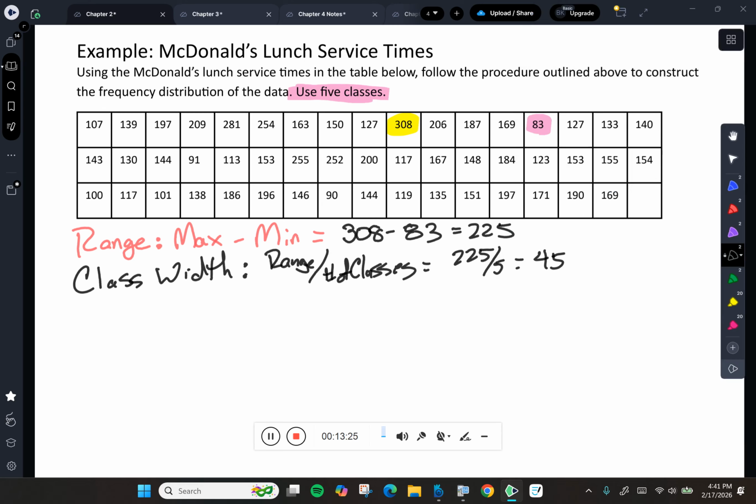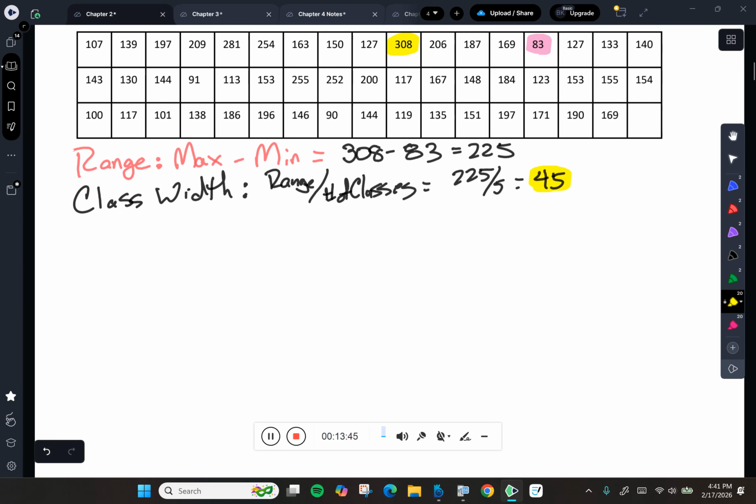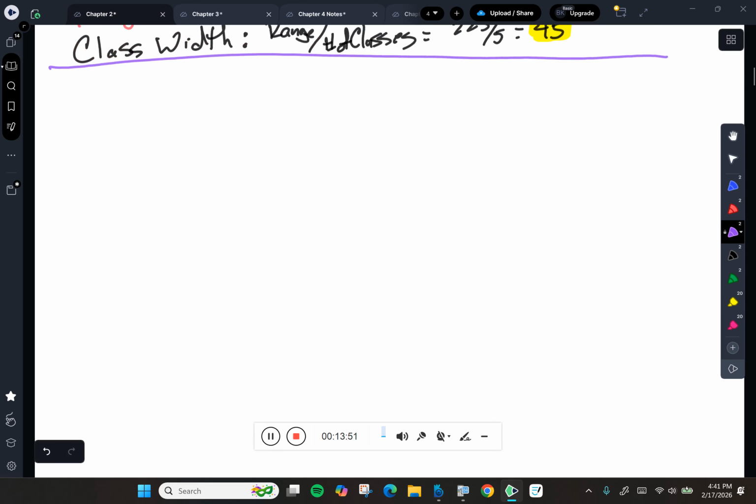Okay. Now, normally, usually, that's going to be a horrible decimal, and then we'd round. And given that all of our data is to the second, so these are all seconds, I would just round my class width to the second, but it looks like it's already rounded to the second for us. Now that we've got our class width, we can start building our table. Now remember, our table is going to have 5 rows.